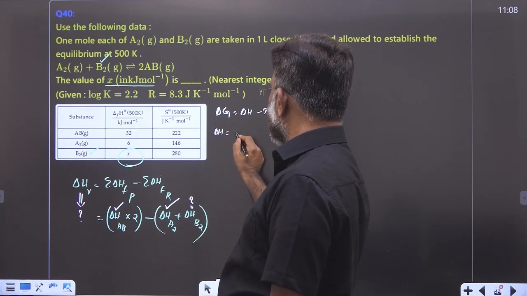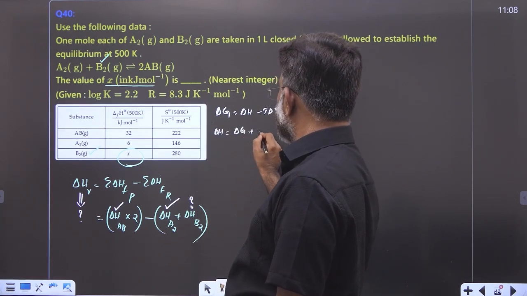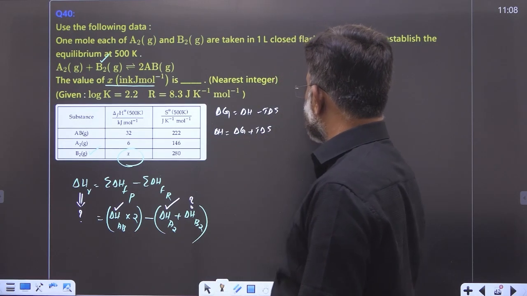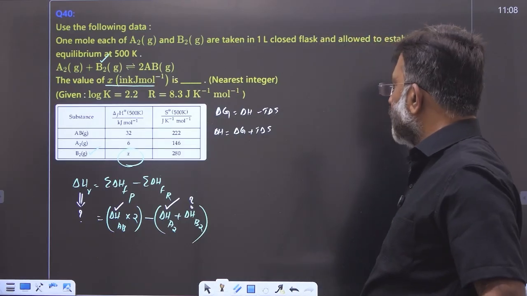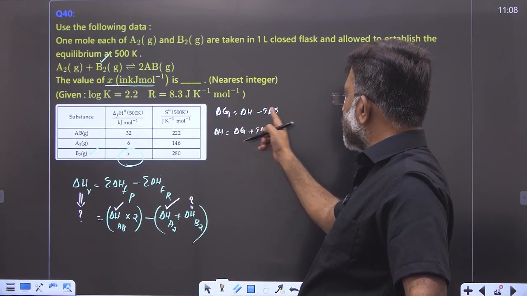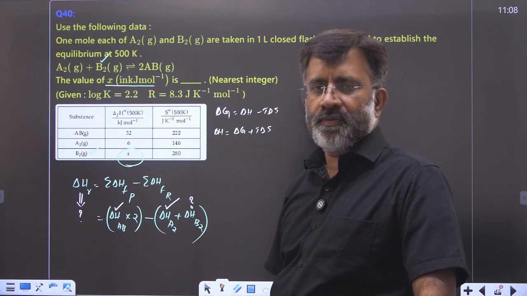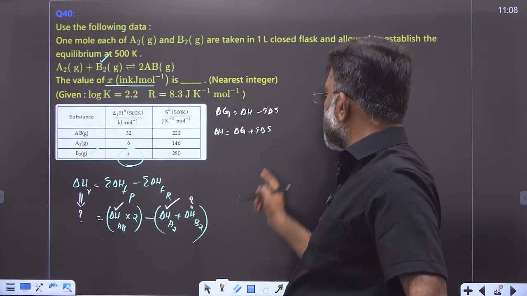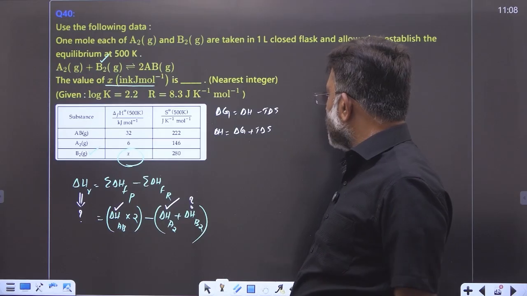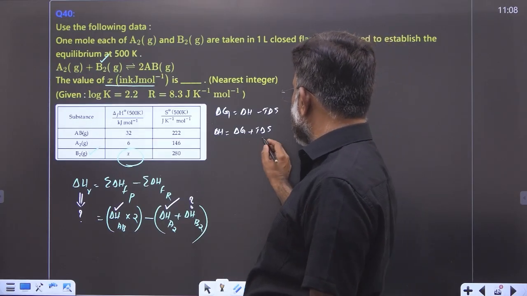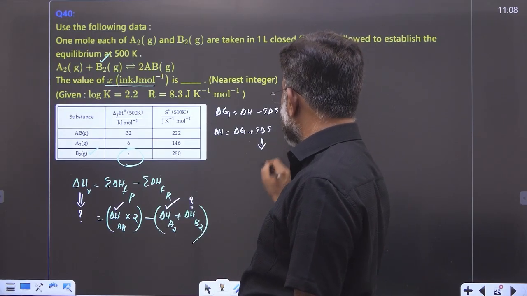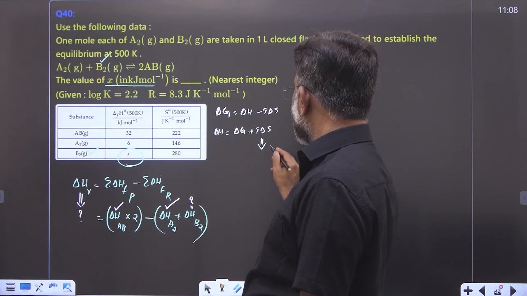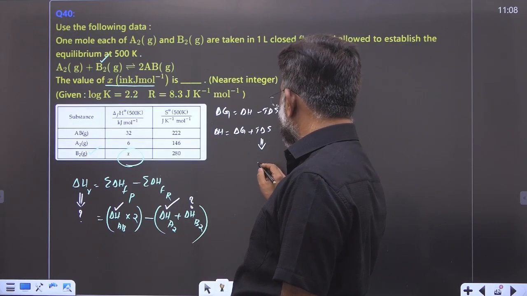Therefore, delta H is equal to delta G plus T delta S. Isn't it? Delta G equals delta H minus T delta S, the Gibbs equation, and delta H is equal to delta G plus T delta S. And what about T delta S? T delta S we can calculate. How to calculate delta S?